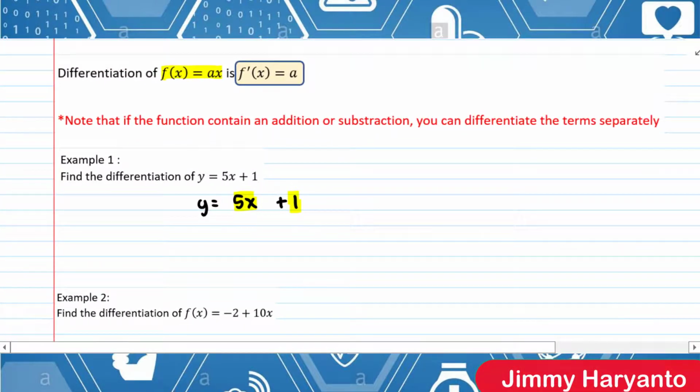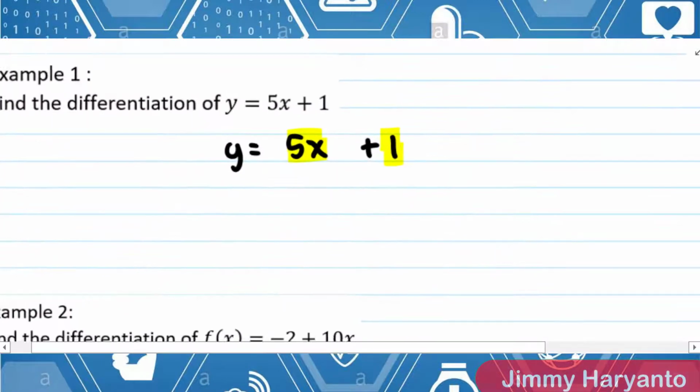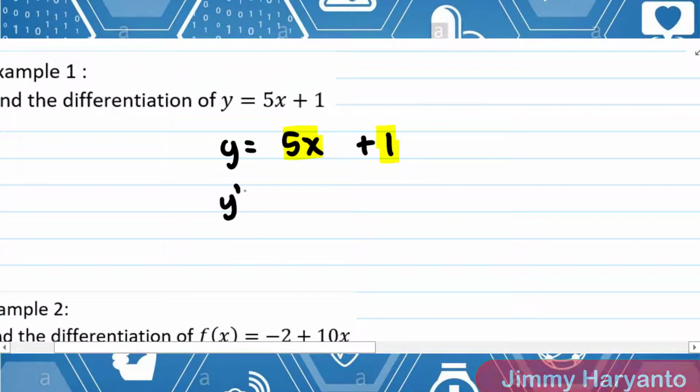Take a look at the note. Note that if the function contains an addition or subtraction, that means you can differentiate the terms separately. Separately means you can differentiate this, and then after that you can differentiate the 1. That means you have to think what is the differentiation of 5x and what is the differentiation of 1. You cannot think what is the differentiation of 5x plus 1, because we can solve that separately.